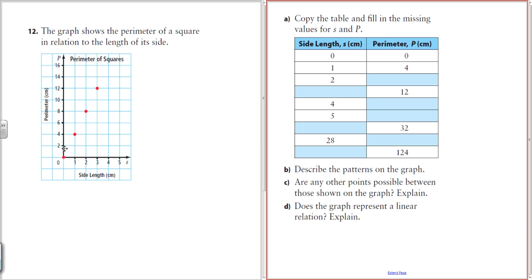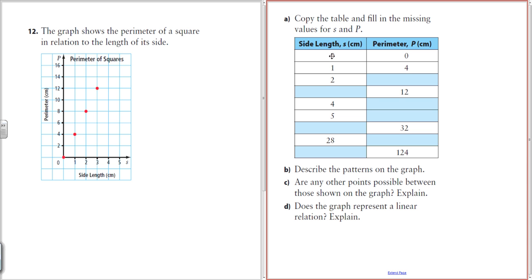And our y-axis is increments of 2, and it represents the perimeter of the square, because we see here the perimeter of squares. So this is the perimeter of the square in centimeters. And it goes up by 2 centimeters, 4 centimeters, 6 centimeters, etc. So it says, copy and complete: copy the table and fill in the missing values for S, which of course we know is the side length, and P, which we actually have labeled here as perimeter in centimeters.